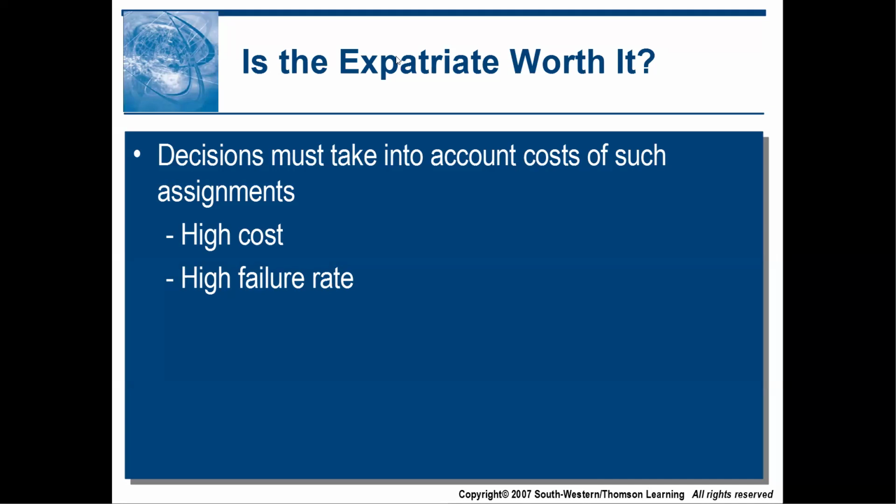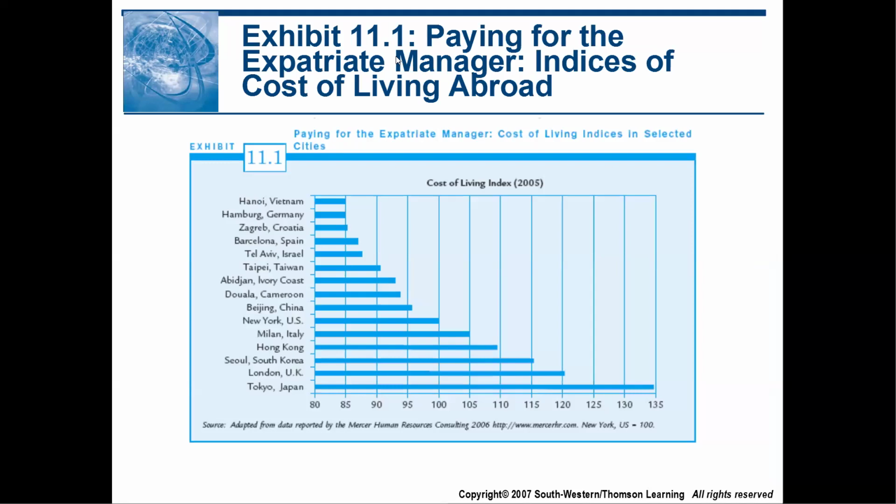High failure. A high failure rate means your organization, your company, needs to bear more cost. Here you can see paying for the expatriate manager, indexes of cost of living abroad, cost of living indices in selected cities. You can see Tokyo, Japan has a high cost, around 135, but Vietnam is less than half of that, 85 or something. And also London is 120, etc.